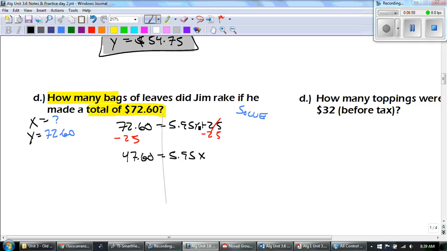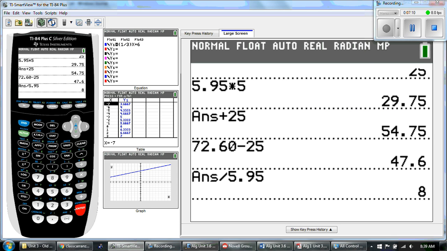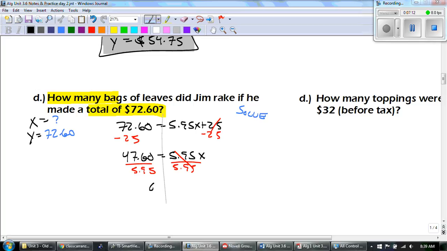Oh, I forgot the X right there. Hopefully you guys were yelling at me. So we divide by 5.95 to both sides. Divide this by 5.95, and we get an answer of 8. So 8 equals X, and just remember that we're talking about 8 bags of leaves.